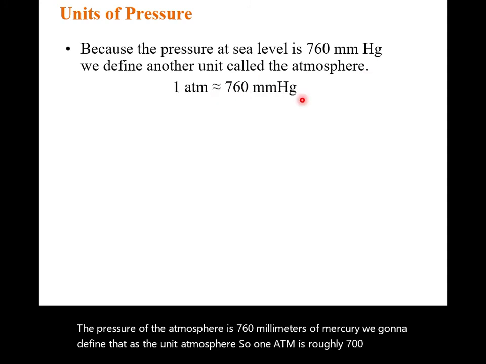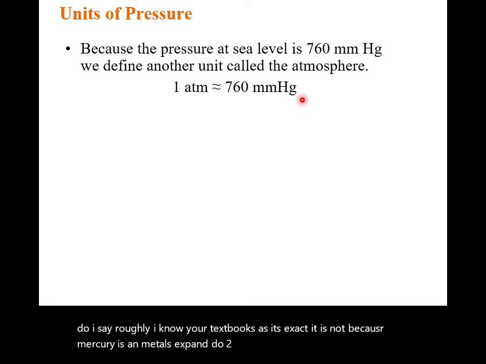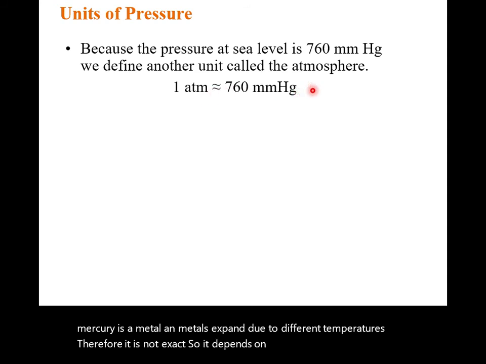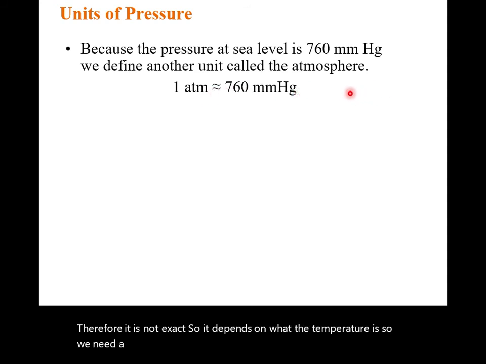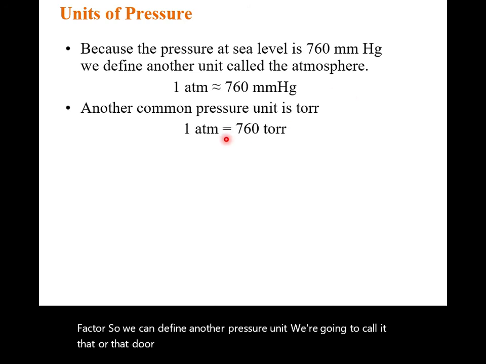Now, why do I say roughly? I know your textbook says it's exact. It is not, because mercury is a metal and metals expand due to different temperatures. Therefore, it is not exact. So it depends on what the temperature is. So we need a temperature correction factor. So we can define another pressure unit. We're going to call it the torr. That torr is exactly 1 atm is 760 torr. So this one takes into account the temperature correction.